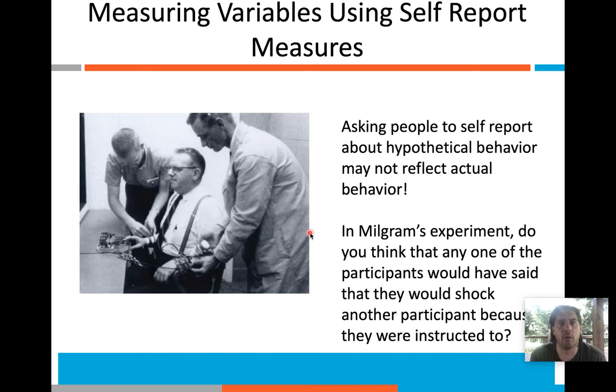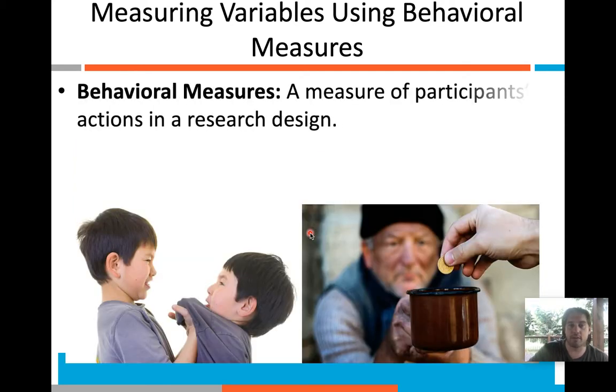That's a terrible, immoral, unethical thing to do to someone, to shock them to potential death because they missed a trivia question. That's ridiculous. No one would ever do such a thing. So if we just asked for self-report, we get very different data from if we measured their behavior. And one would argue that the behavioral measure is more accurate. So that brings us to the next type of measurement, behavioral measures.